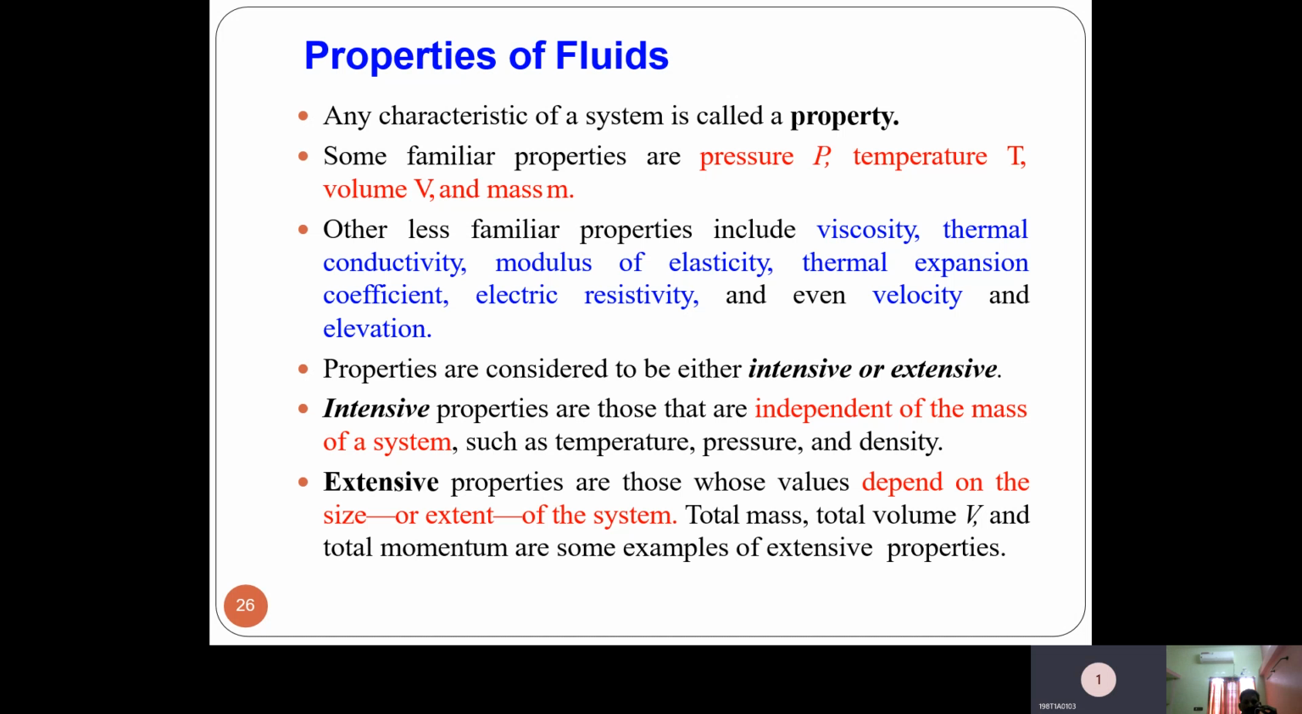Before closing the class, let me recall the types of fluid flow. First, viscous flow, inviscid flow, internal flow, external flow, compressible flow. Next, incompressible flow, and laminar flow, turbulent flow, transitional flow, and steady flow, unsteady flow, uniform flow, and non-uniform flow. Okay, these are the types of fluid flows.